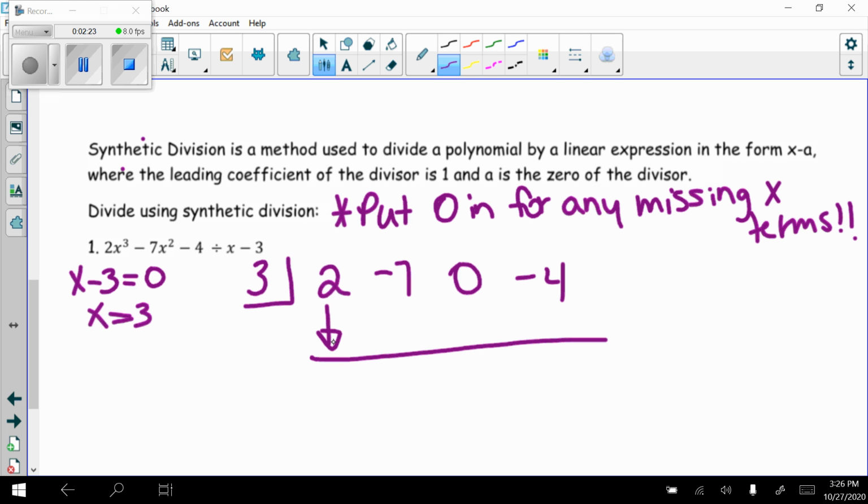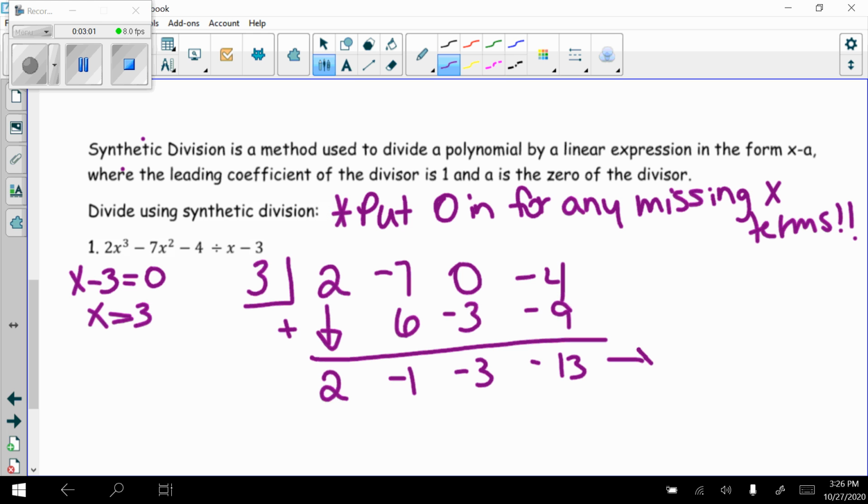My very first coefficient always comes straight down. So I have a 2. Anything down below the line gets multiplied by what's in the box. So 2 times 3 gets 6, and that becomes my next number here. I add these numbers together. Negative 7 plus 6 gets me negative 1. Below the line, I multiply with what's in my box. Negative 1 times 3, negative 3. Add 0 plus negative 3 is negative 3. Multiply negative 3 times 3, negative 9. Add negative 4 plus negative 9, negative 13.